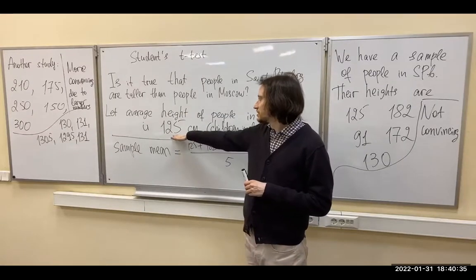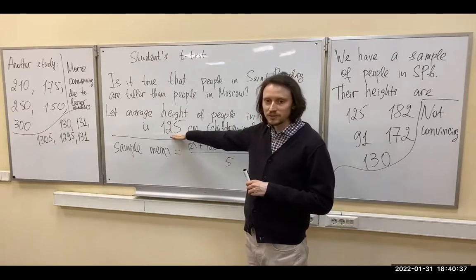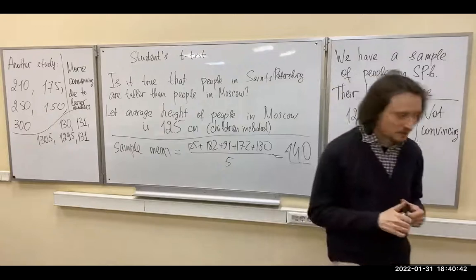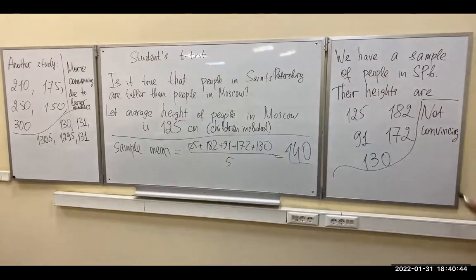The average height in Moscow is 125. And they have five different numbers. Let us compare with this situation. Which is more convincing in the positive answer to this question? I think that the new one, because the variance seems quite small. Yeah, that's a good idea.